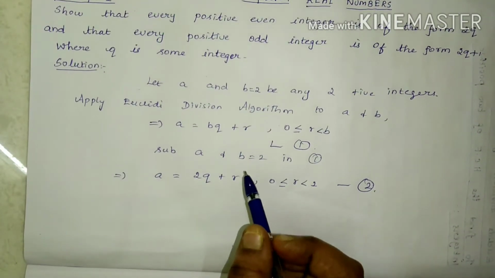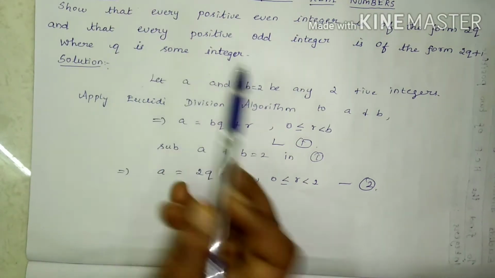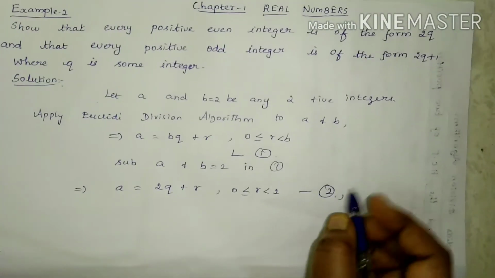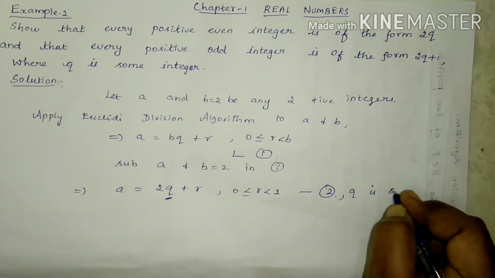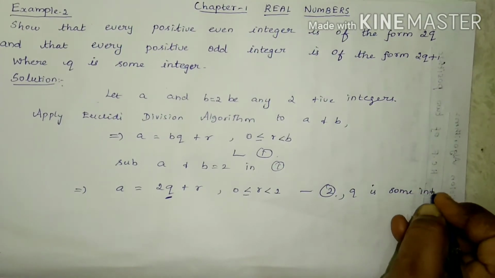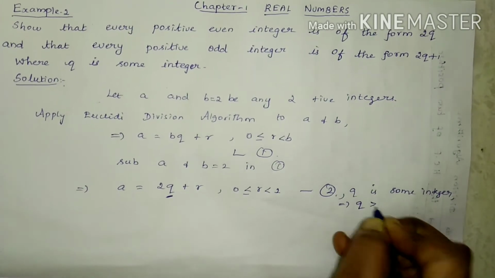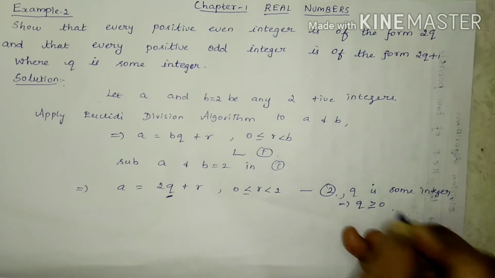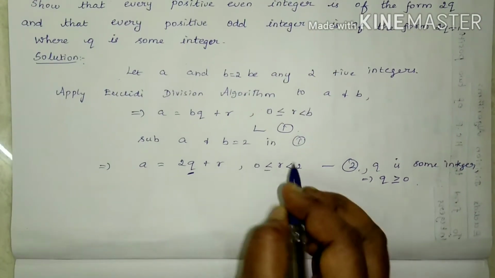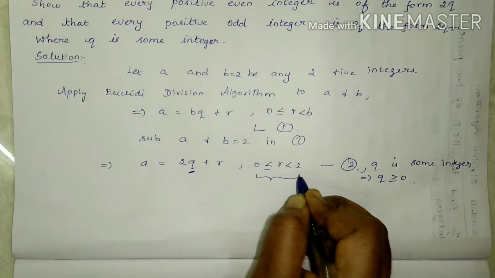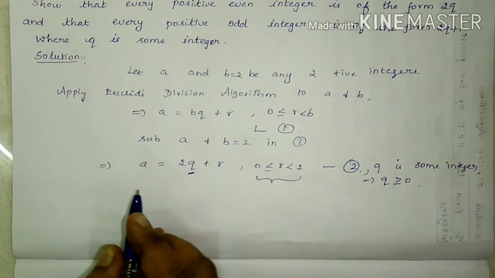Now here in our statement it is given that q is some integer. So this integer q implies q must be either greater than 0 or equal to 0. Okay, now we are going to consider this inequality in order to prove our given statement.